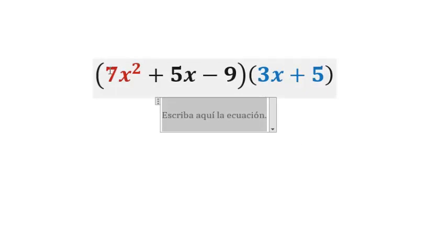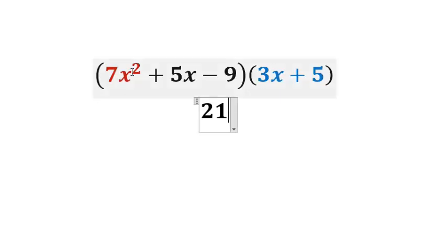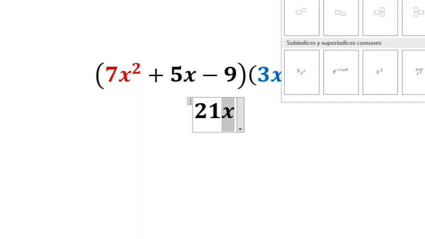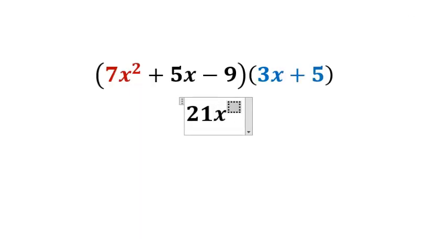So 7x squared times 3x, that will be the first one. 7 times 3 is 21. x squared times x is basically just counting them, right? So I have 2 here and I have 1 on the other one. That means I'm going to have 3 x's, basically x to the 3. You add the exponents. 2 plus 1 will be 3. x squared times x is x raised to the power of 3.